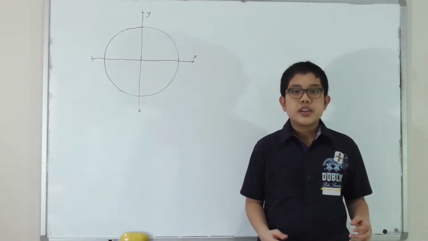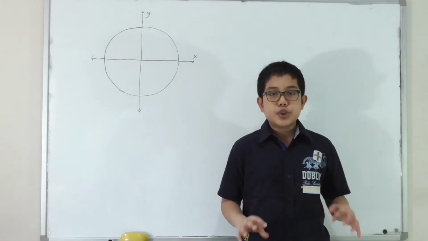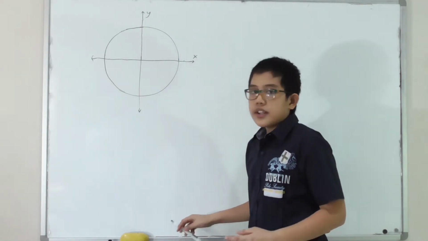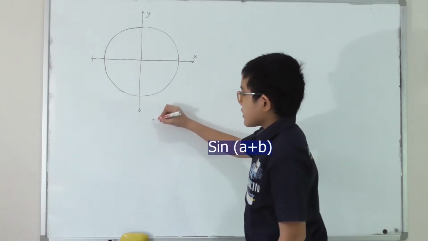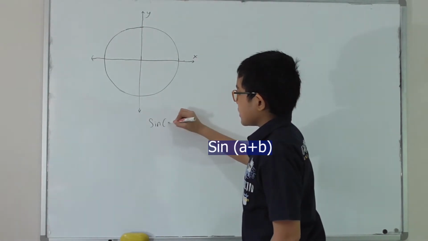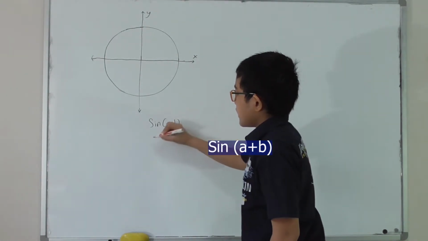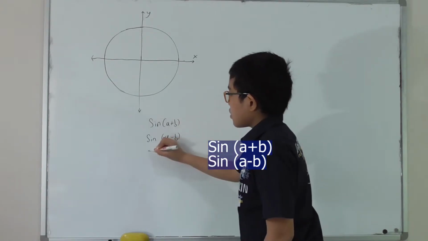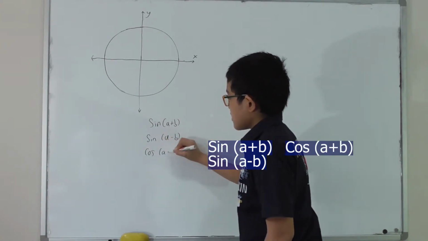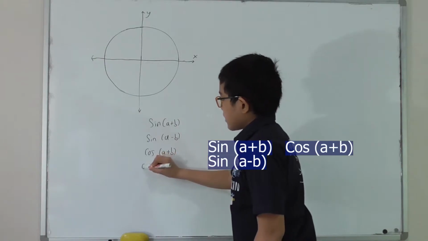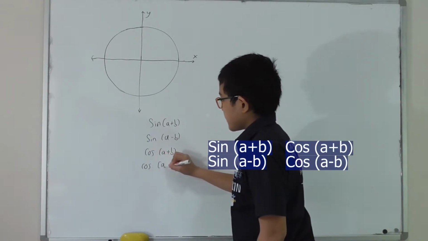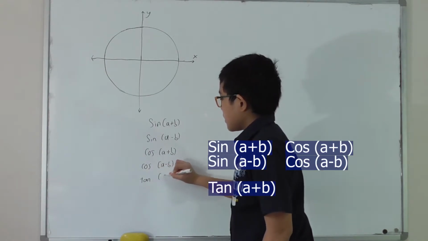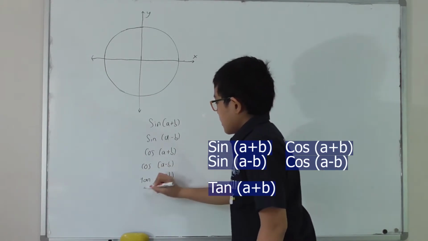In my previous videos, I've shown you 6 of the sum and difference identities. They are the sine of a plus b, sine of a minus b, cosine a plus b, and the cosine of a minus b. And also we have our tangent, both of them.